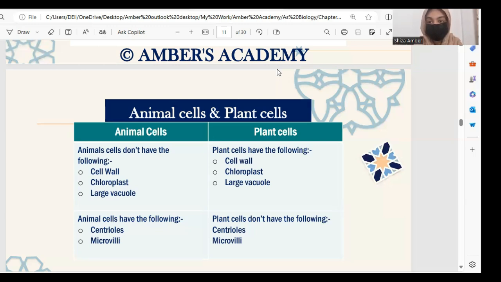Messenger RNA. No, you have gone too far. You have stepped into chapter 5. I'm asking about the difference of size. Oh, 70S and 80S.